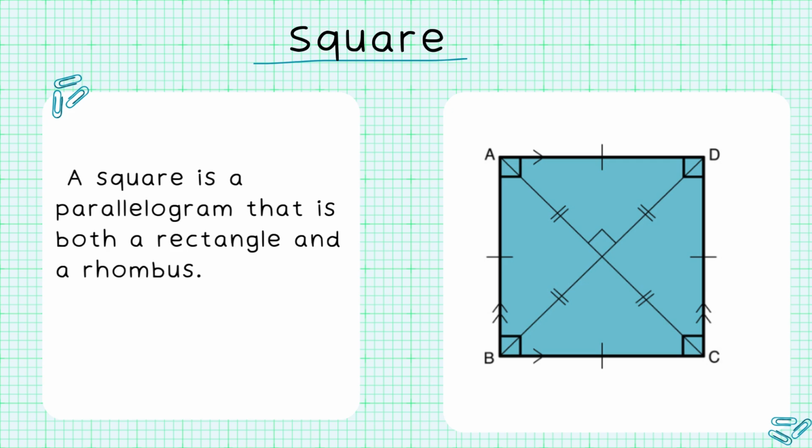The square is a rectangle because it is indeed a parallelogram with all angles being right angles. The square is indeed a rhombus because it is a parallelogram with all equal sides.